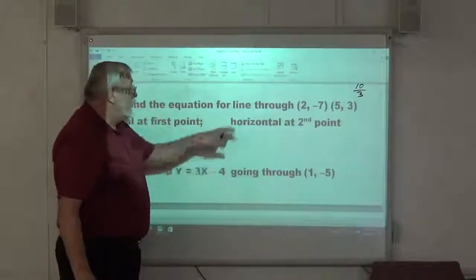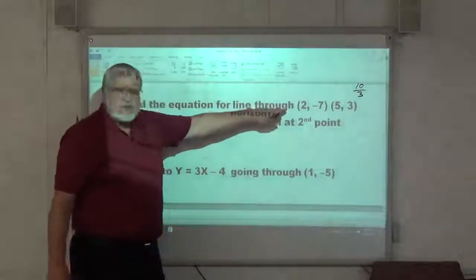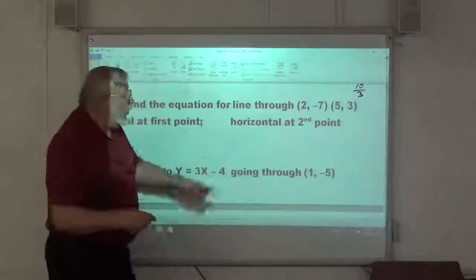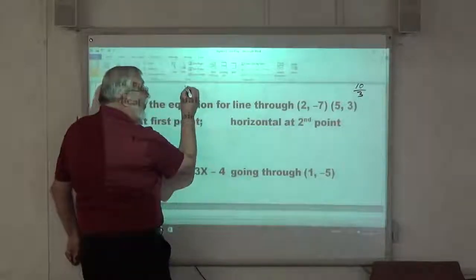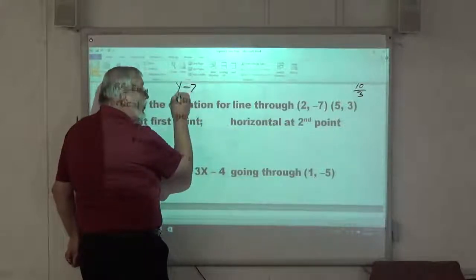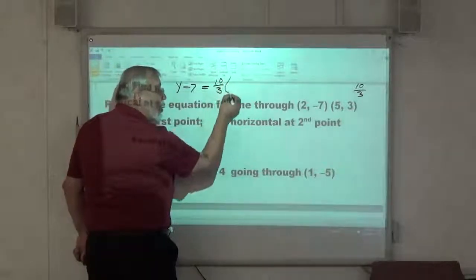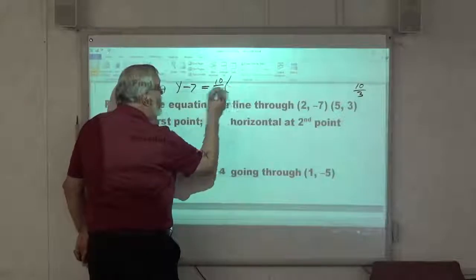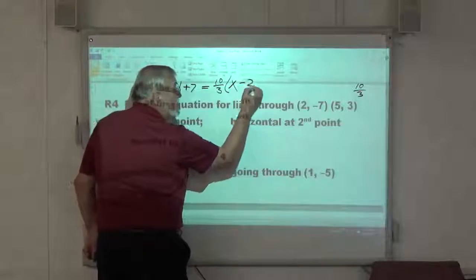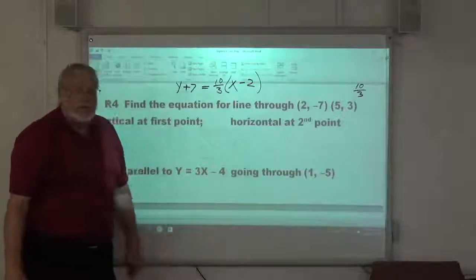So if I go through those 2 points, I have a slope of 10 over 3. Now what I do is the point slope, and let's use the first one. It says y, which is -7. Y minus 7 equals 10 over 3, which is the slope. Wait a minute, y plus. It's supposed to be minus, x minus 2.